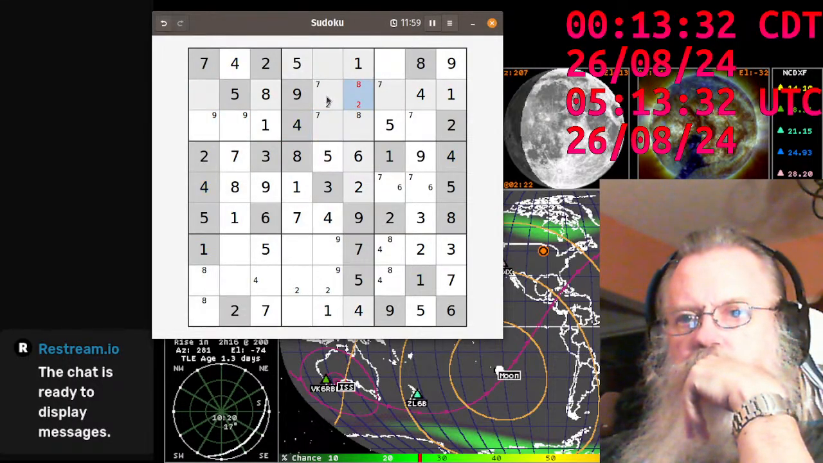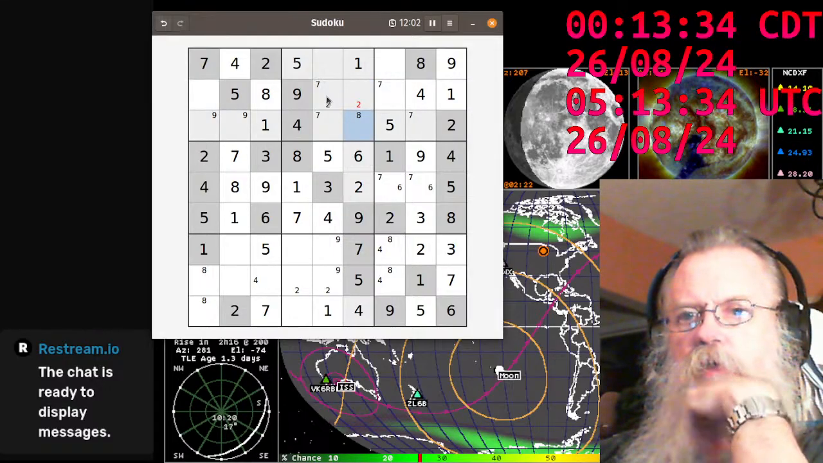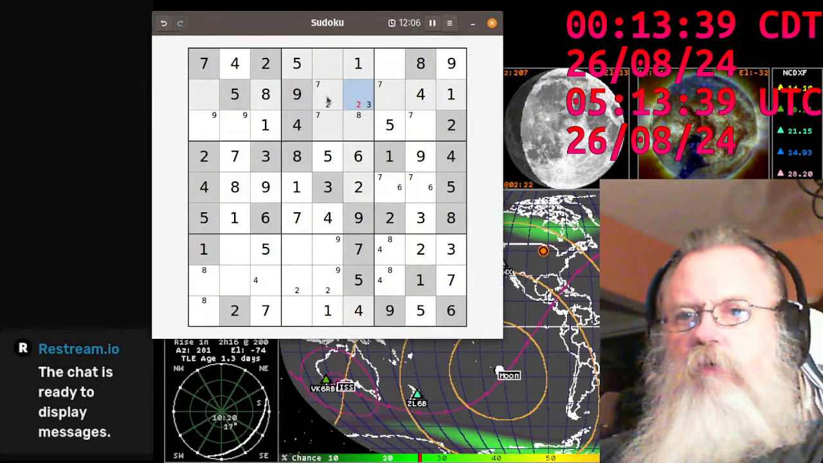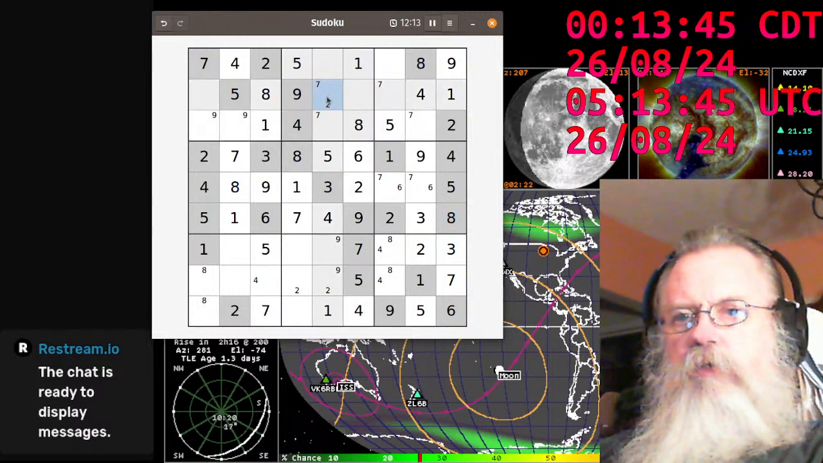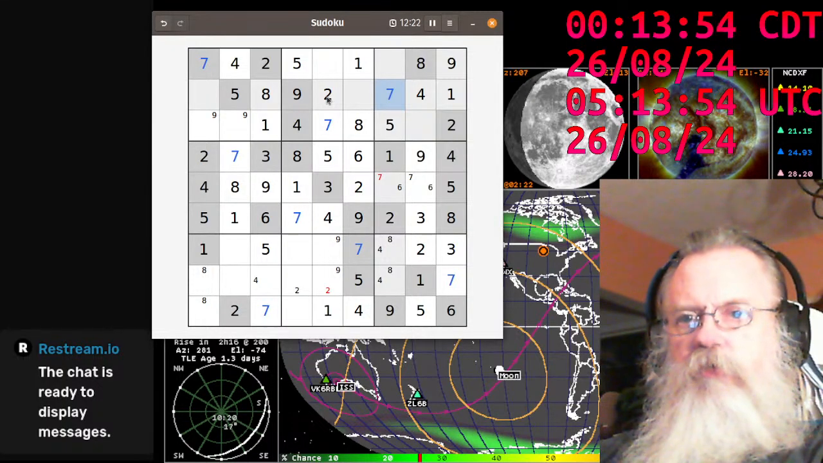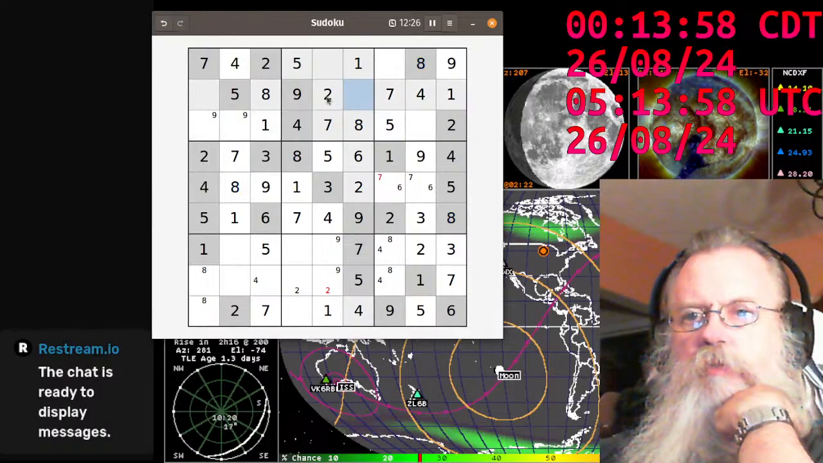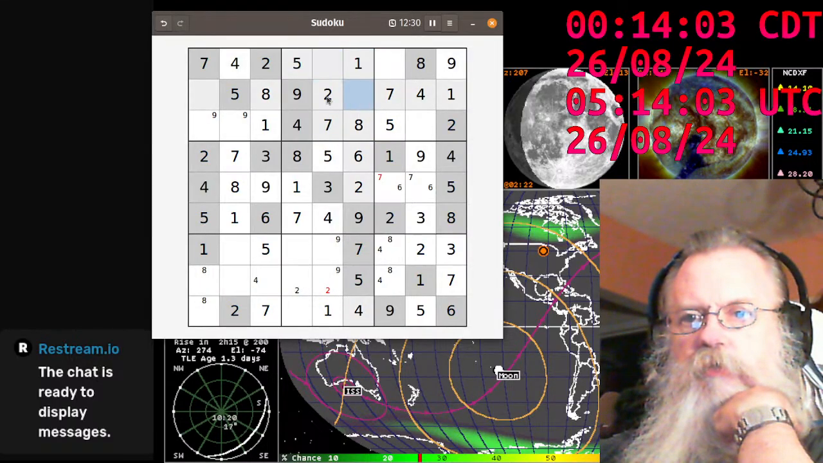Three possibilities for a 3. Not an 8 here. Not a 3 here. Or not a 2 here. So 8. That means this is a 2. 7 here. So not a 7 here. This becomes a 7. And I've got a 1, 2. One of these 2 is going to be a 3. It won't be this one, so this is a 3.